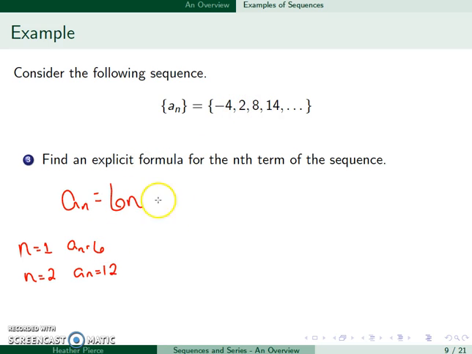We start at -4 and 2. So to turn a 6 into a -4, I'll subtract 10. So minus 10 would give me -4. 12 minus 10 is 2. And we can see we now have the correct pattern.